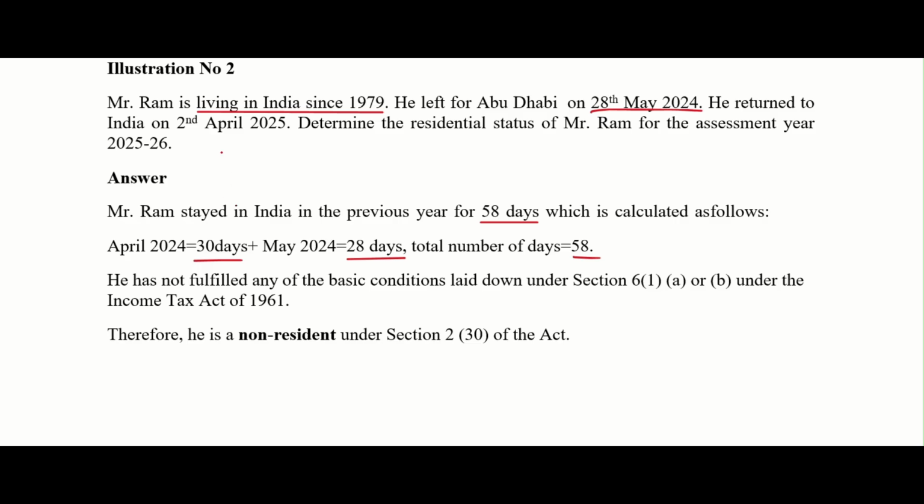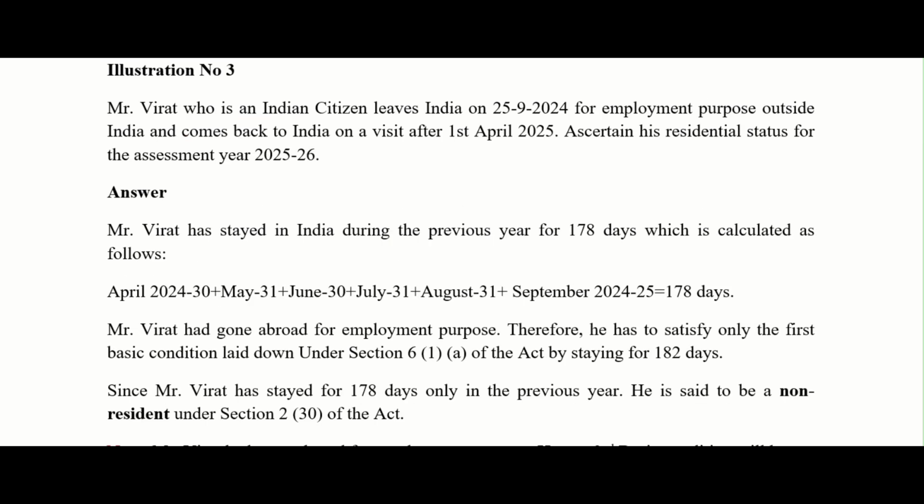See, when he came back, 2nd April 2025 means it is after the financial year. So that's why he has not fulfilled any of the basic conditions laid down under section 6 subsection 1A or B under the Income Tax Act of 1961. Therefore, he is a non-resident under section 2 subsection 30 of the Act. So this is another example of a problem which talks about the non-resident status of an individual. Let me discuss one more problem for our better understanding.